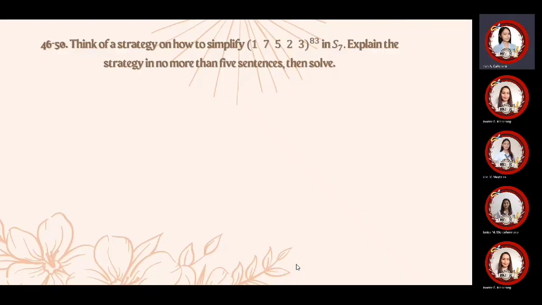For number 46 to 50, think of a strategy on how to simplify 1, 7, 5, 2, 3 raised to 83 in S7. Explain the strategy in no more than 5 sentences, then solve.